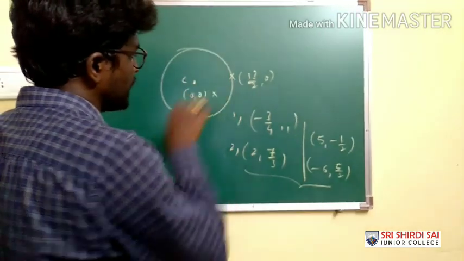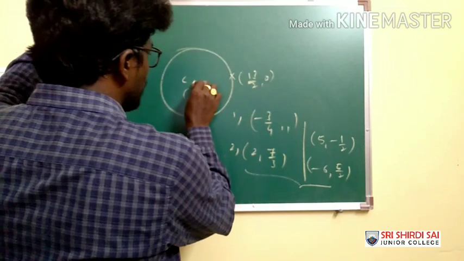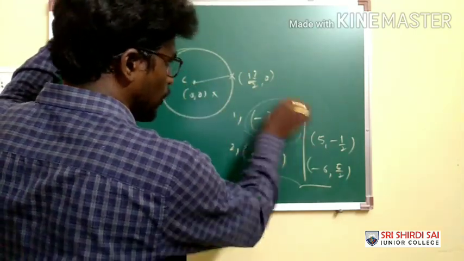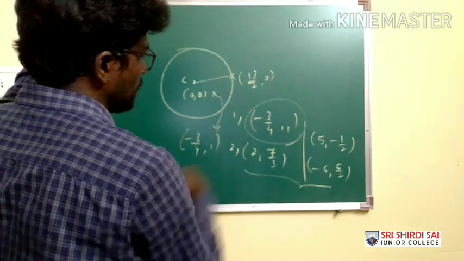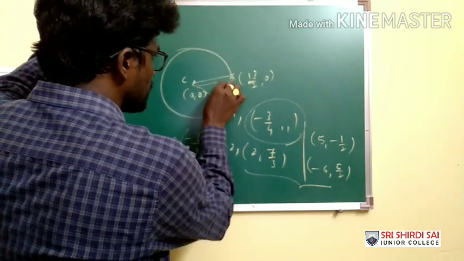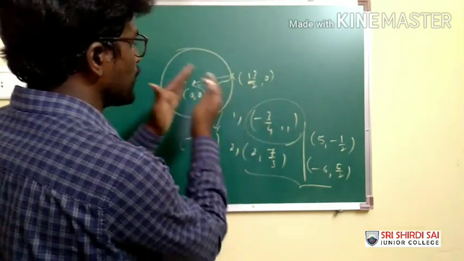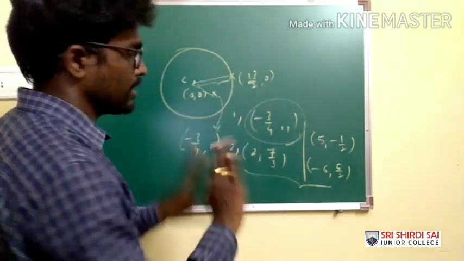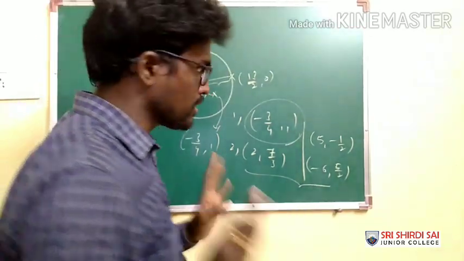Suppose there is a point in the interior of this. Then if you take the distance between the center and this point, and the distance between the center and the point you are going to opt for, let's say this point I am taking is (-3/4, 1), this length should be smaller than this length. Then we say this particular point lies inside the circle. I am not sure whether this lies inside or outside. We will be testing with the help of the distance formula.